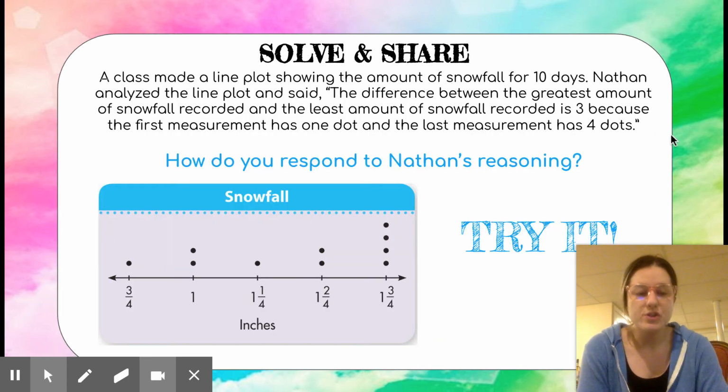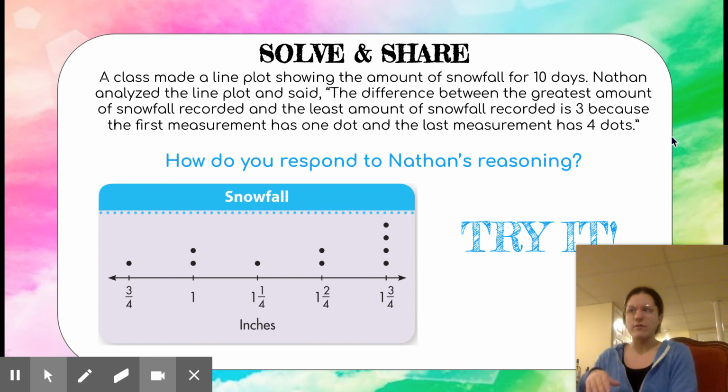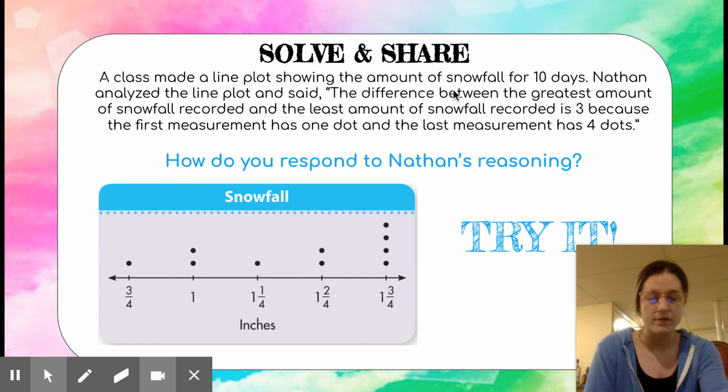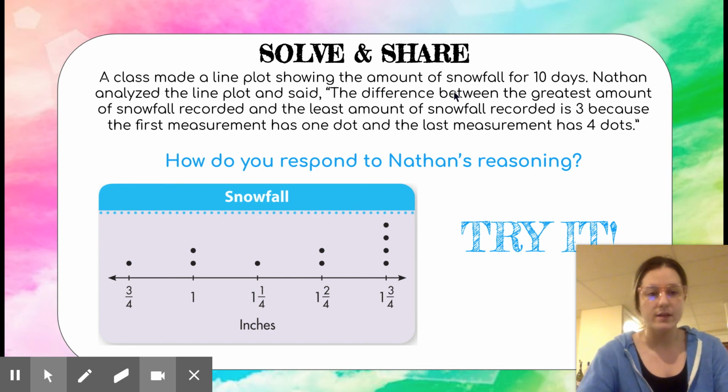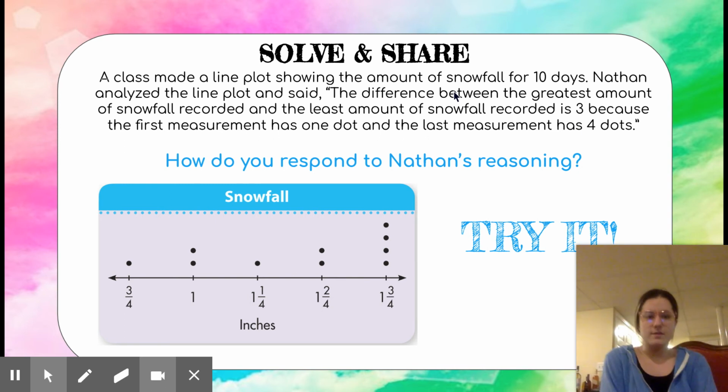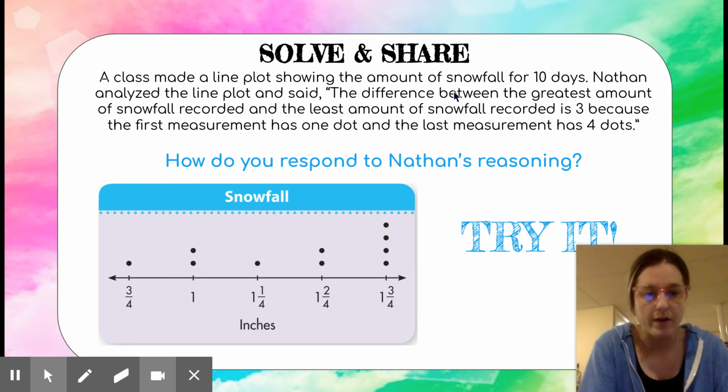So I want you to get your whiteboard, your paper, whatever. Please pause this and go get it because you're going to use it for more than just the solve and share. I want you to be trying these as we go. So that way, when you get to the independent slides, you've had tons of practice and you're ready to go.